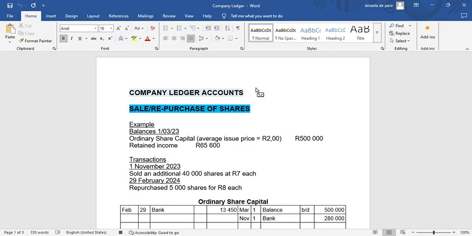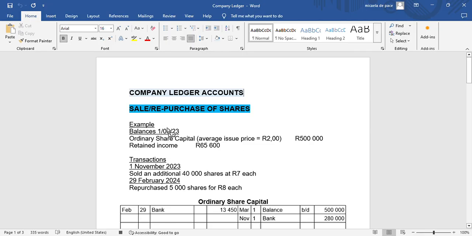I'm going to attempt to follow the order of the syllabus, working through either teaching content, otherwise some practical worked examples from past papers. Today I want to focus on company ledger accounts, starting with the sale and repurchase of shares, then we'll look at income tax, and finally we will look at dividends. Alright, the best way for me to do this is by means of a worked example.